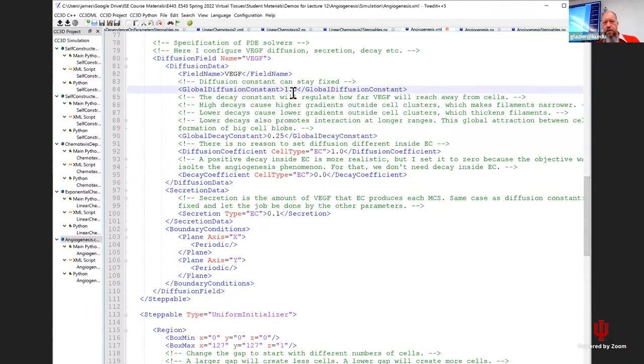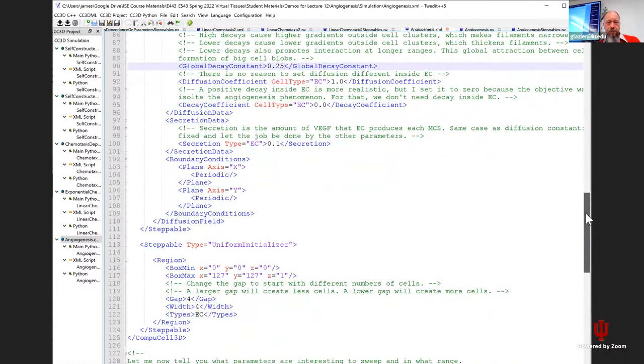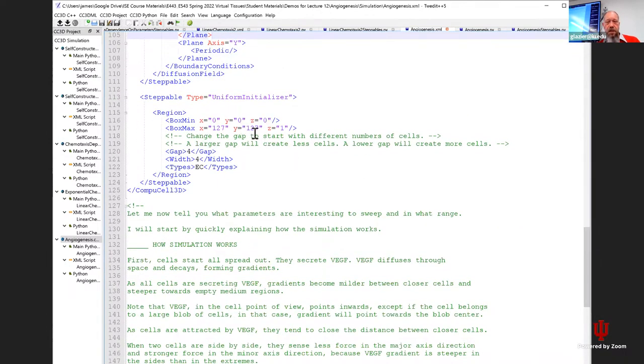He uses a diffusion constant of 1, decay constant of 0.25. So that means the diffusion length is what? 1 divided by 0.25 is 4, square root of 4 is 2. So the diffusion length is very, very short. It's just 2 voxels. And it's interesting, if you change that diffusion length, you'll get a different pattern. The cells are secreting at a constant rate. You have periodic boundary conditions. And he lays out the cells in a square lattice with a big gap between them.